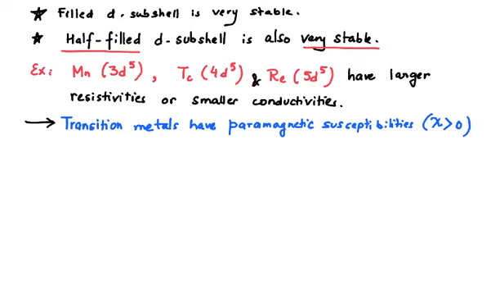Also note down that transition metals have paramagnetic susceptibilities. That means this susceptibility value is greater than 0.